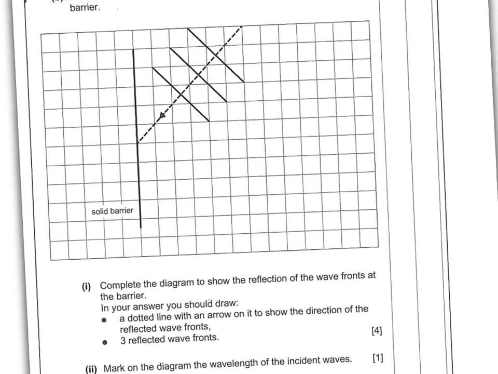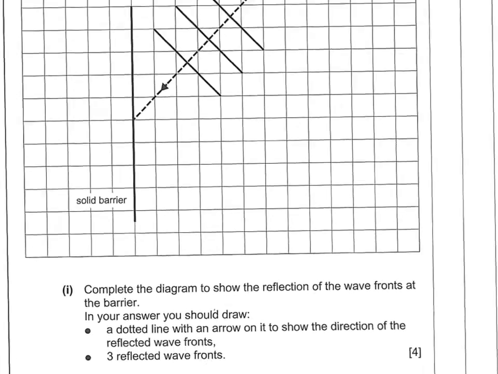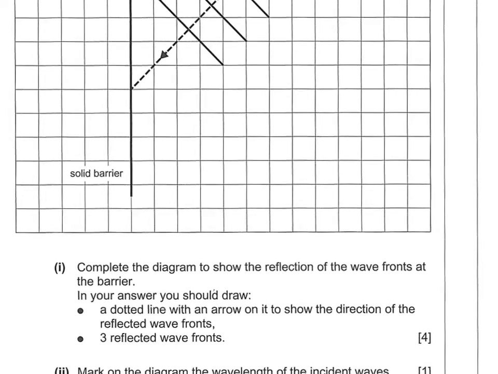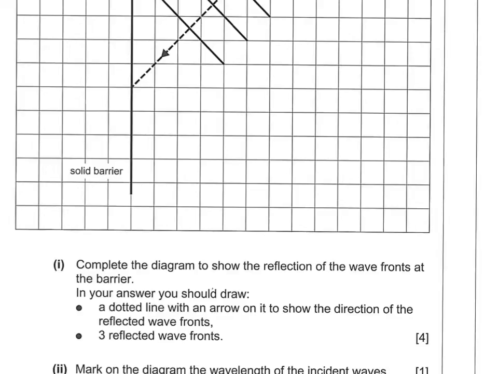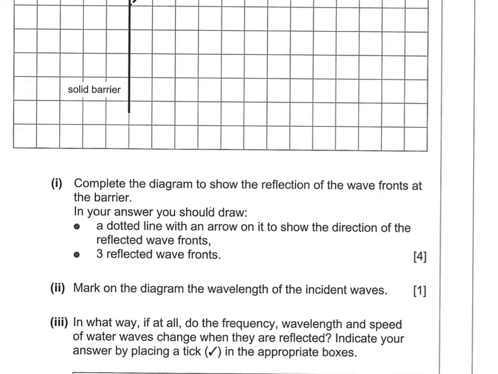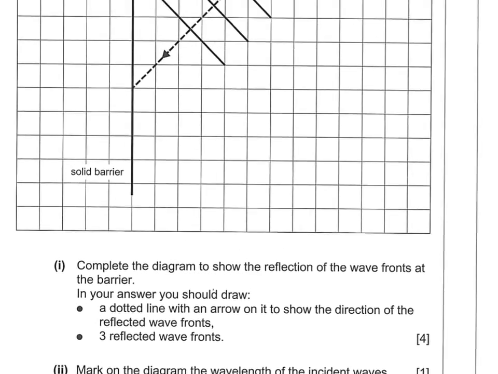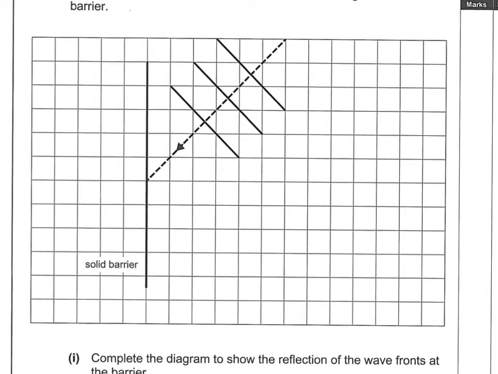In part B here we're shown this wave diagram with waves approaching a solid barrier. It says complete the diagram to show the reflections of the wave fronts at the barrier, and in your answer you should draw a dotted line with an arrow to show the direction of the reflected wave fronts and 3 reflected wave fronts. Mark on the diagram the wavelength of the incident waves. Okay. So the incident wavelength is this gap here.